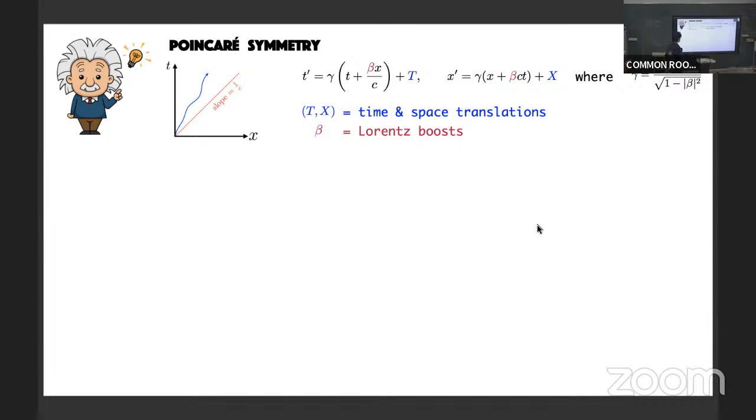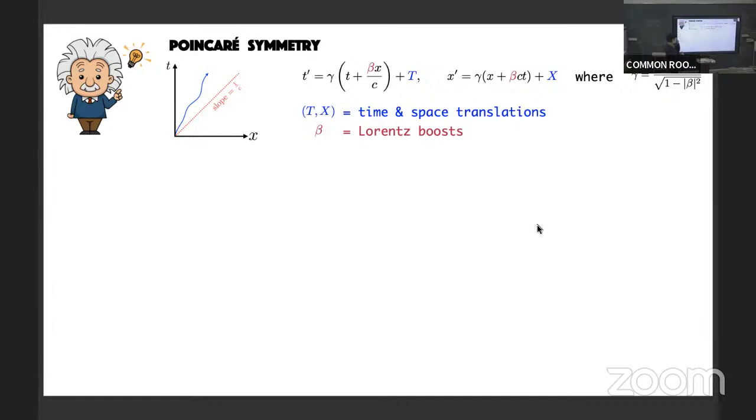But in this framework, the coordinates do not have a true physical meaning. You can do a coordinate transformation in such a way that it leaves your physics unchanged, and that kind of coordinate transformation is what we call the Poincaré transformation or Poincaré symmetry. This formula is the most basic version in two dimensions. You have T prime and X prime, the new time coordinate and the new spatial coordinate. You have capital T and capital X, which are the translations in time and space. And you have beta, which parameterizes the Lorentz transformation, or Lorentz boost.